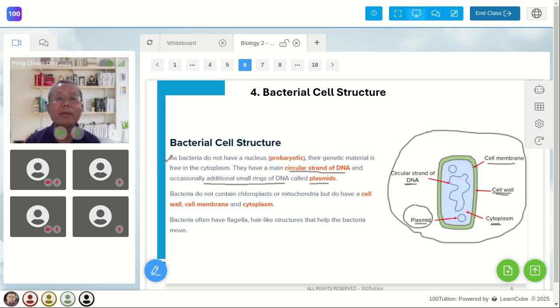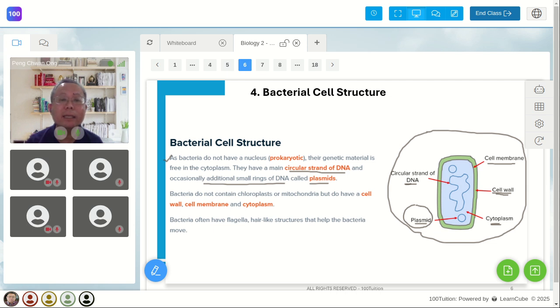Okay, and they have additional small rings of DNA called plasmids. Bacteria have a cell wall and cell membrane, but they don't have chloroplasts like plants do. Neither do they have mitochondria, right? And we know the mitochondria is the organelle in the cell that releases energy through respiration. So in a way, respiration doesn't happen in bacterial cells, right? Because they don't have the organelle called the mitochondria.